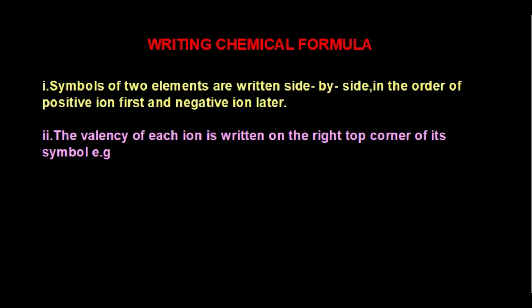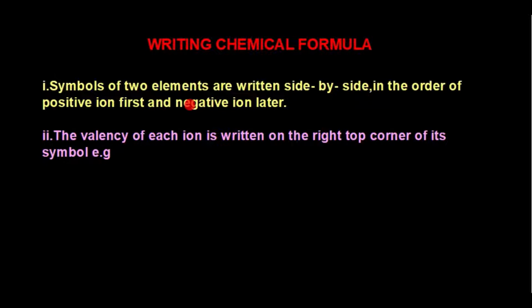In this video, we will learn how to write chemical formula. Chemical compounds are usually represented with the help of chemical formula. The chemical formula of a compound tells us which elements are present in it and the whole number ratio of their atoms. Now we will learn the steps of writing a chemical formula.